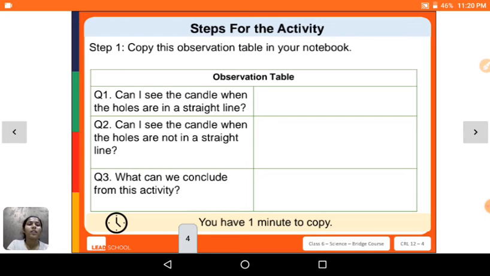So these are the 3 questions which we need to answer. First question is, can I see the candle when the holes are in a straight line? Can I see the candle when the holes are not in a straight line? And what can we conclude from this activity?